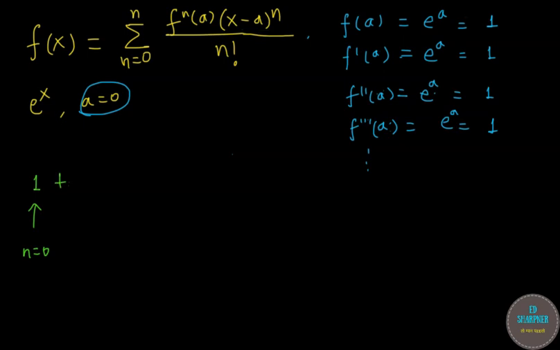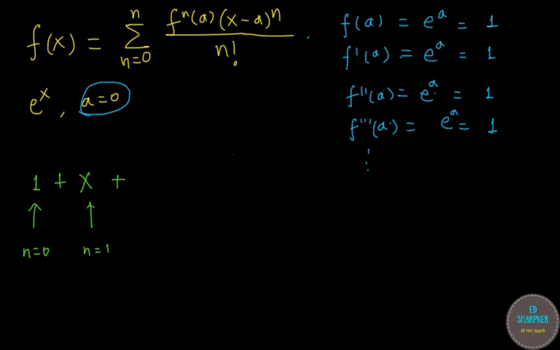Let us write the second term with respect to n is equal to 1. Now, if you put n is equal to 1, we have first derivative of f of x at a is equal to 0, and the value is 1. Then you have x minus a, and a is 0. So basically x to the power 1, which is x divided by 1 factorial. And so you have it as x. So this is with respect to n is equal to 1.